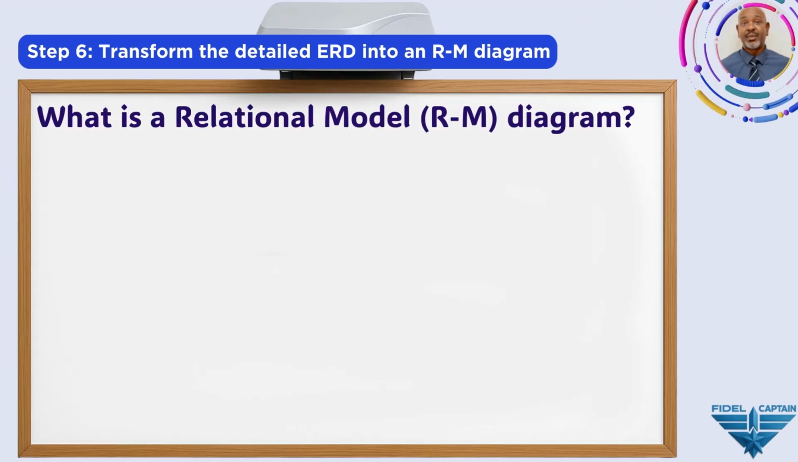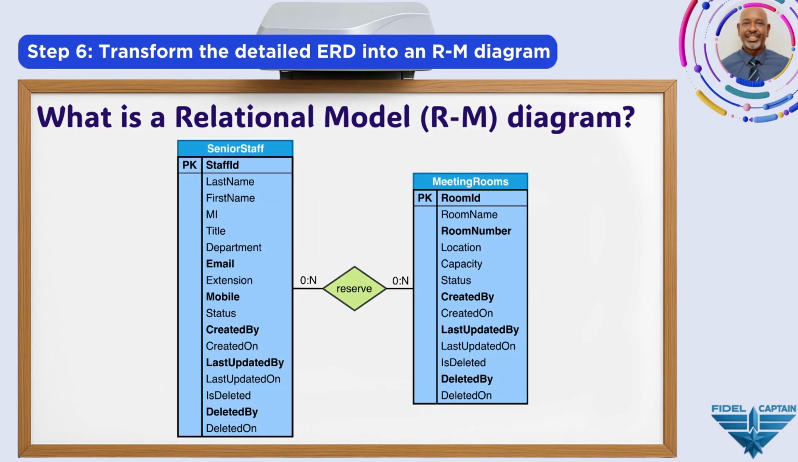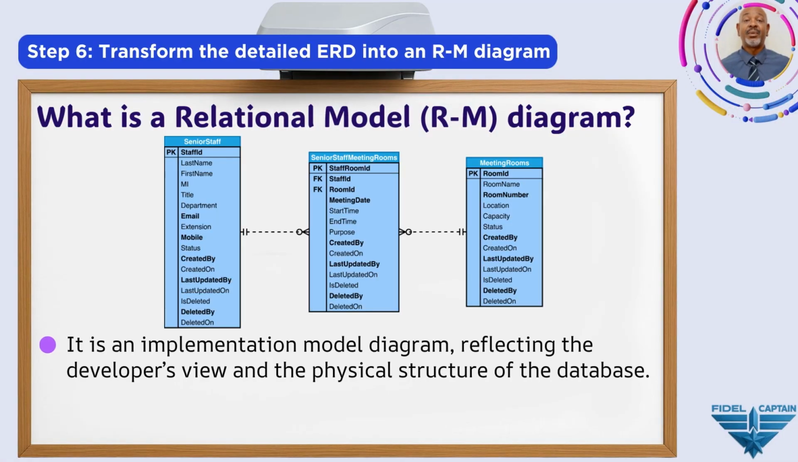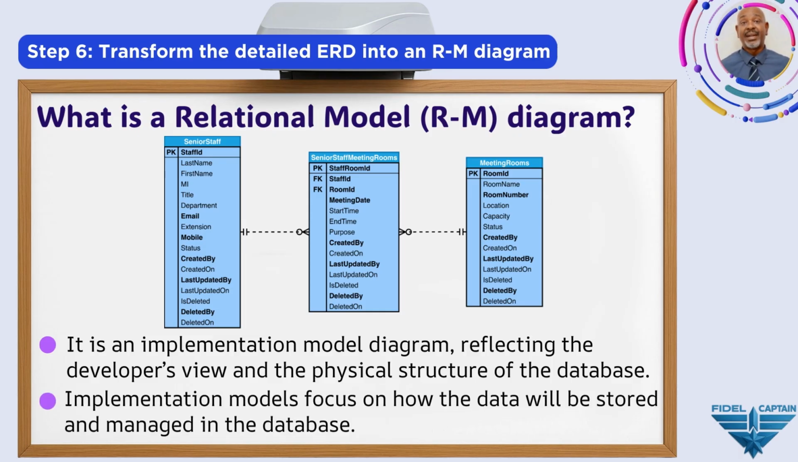What is a relational model or RM diagram? While the detailed ER diagram is a conceptual model diagram focusing on the user's view of the data, the RM diagram is an implementation model diagram focusing on the developer's view of the data and how it will be implemented on a relational database. The relational model diagram is an implementation model diagram reflecting the developer's view and the physical structure of the database. Implementation models focus on how the data will be stored and managed in the database.